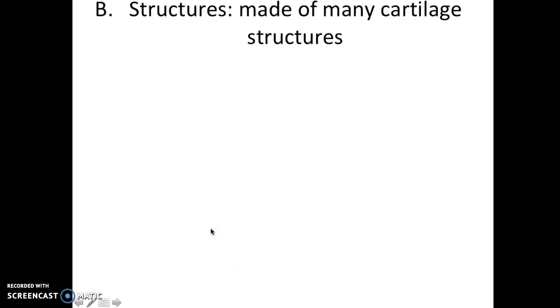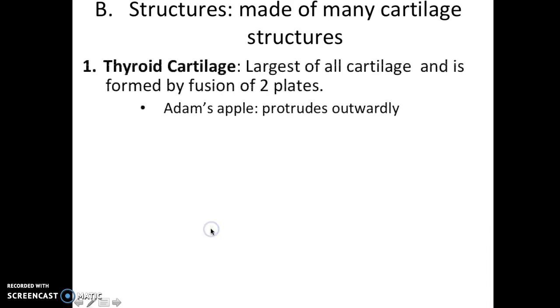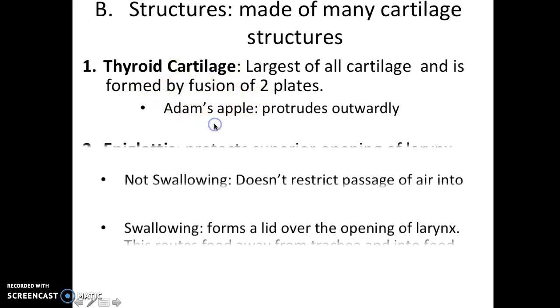Okay, so it's made of many cartilage structures. You have the thyroid cartilage. That's the first one. You'll see this with the rabbit: you can take this structure out and it would take out all these structures. You have to look inside. It's the largest of all the cartilages and is formed by the fusion of two plates. This is what you see in males as the Adam's apple.